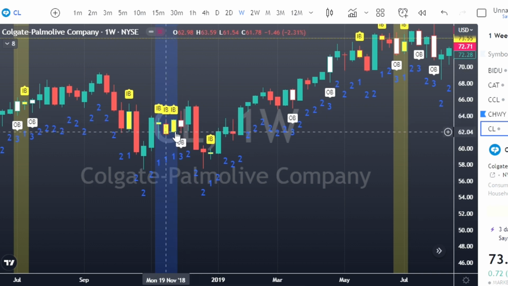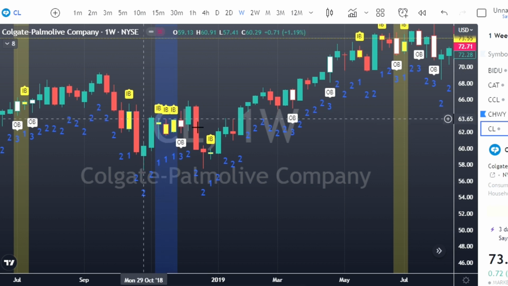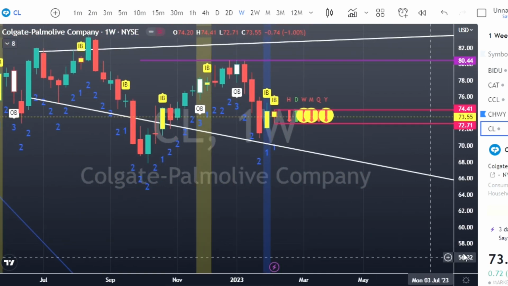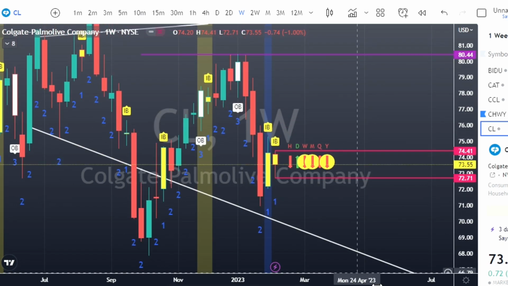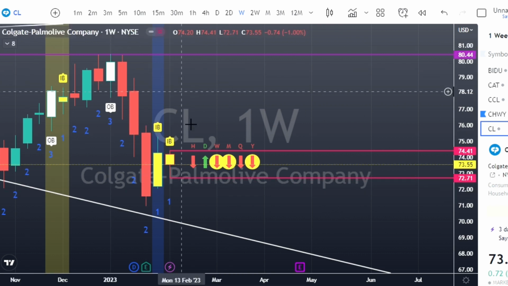But again, if it triggered and hit targets, you should have your stop losses in place based off of that. And again, if you don't know how to do that, go check out the review videos. They will explain everything to you so you know actually how to manage your trades. So double inside bar off of Colgate Palmolive. We'll look for calls at 74.41, puts at 72.71 on that.